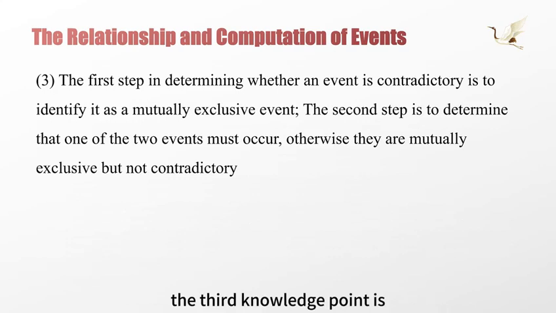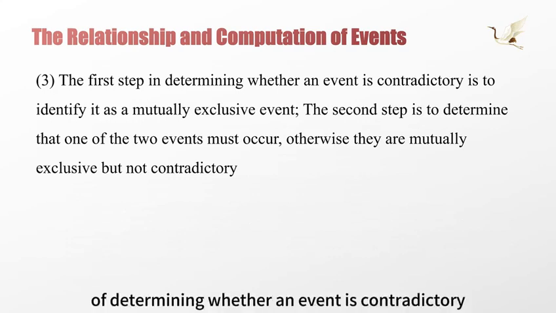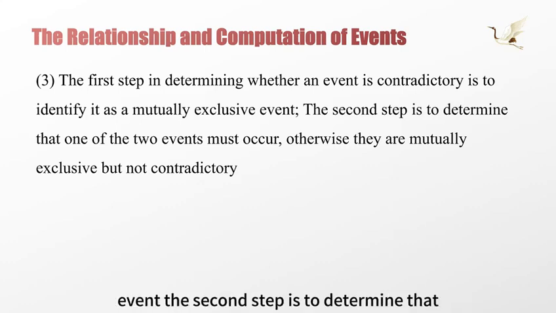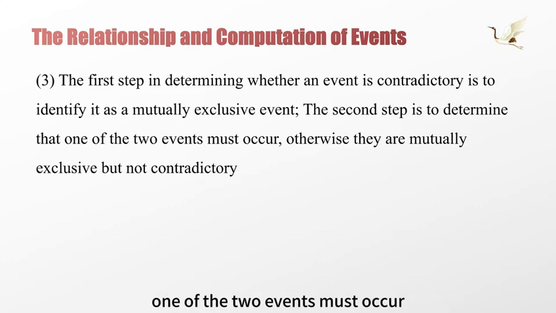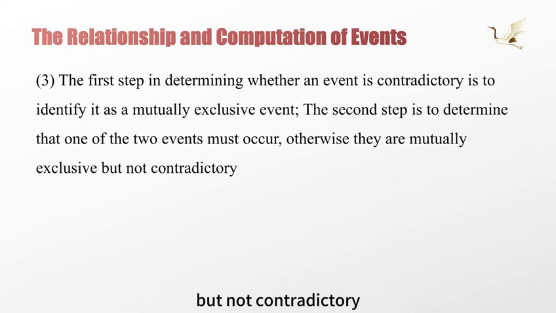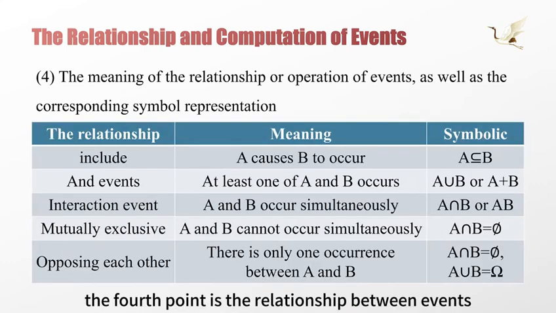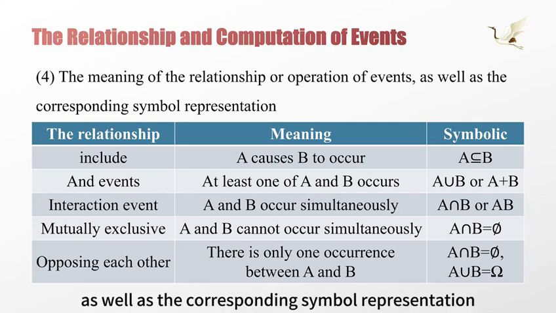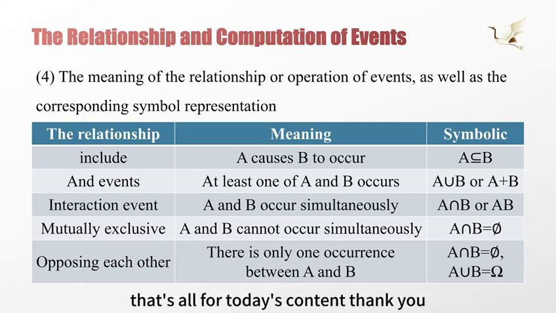The third knowledge point is the two steps of determining whether events are contradictory, that is, opposing. The first step is to determine that they are mutually exclusive events. The second step is to determine that one of the two events must occur, otherwise they will only be mutually exclusive but not contradictory. The fourth point is the relationships between events or the meaning of operations, as well as the corresponding symbol representation. That's all for today's content.